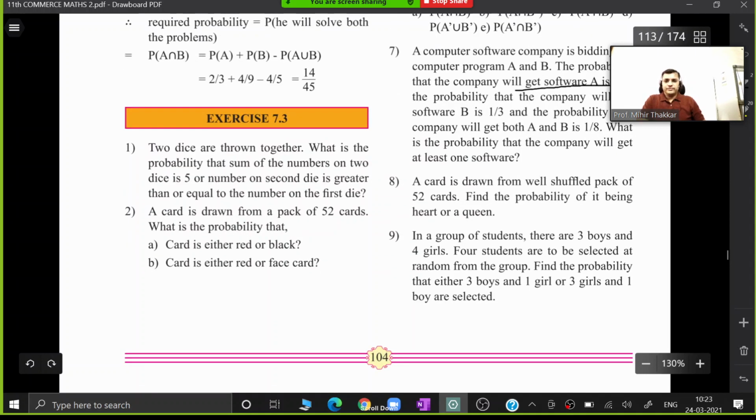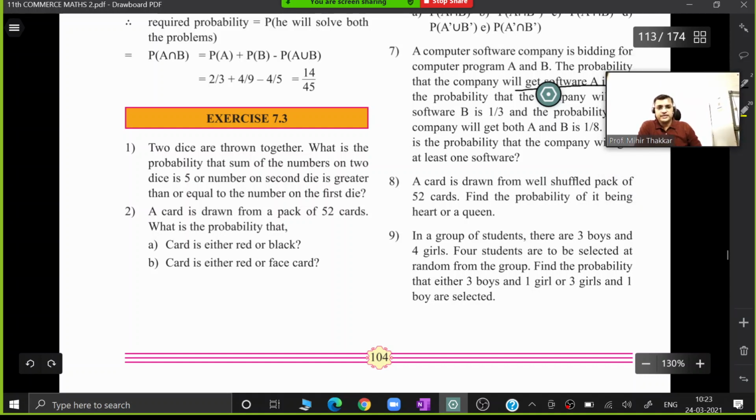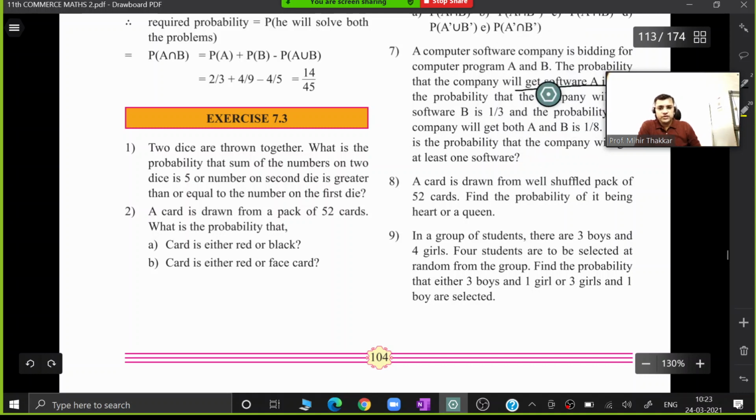Let us start with 7.3 question number 1. It says that the question is based on the throwing of two dice. What is the probability that the sum of the two numbers on the dice is 5, or the number on the second die is greater than or equal to the number on the first die? So it's very easy.